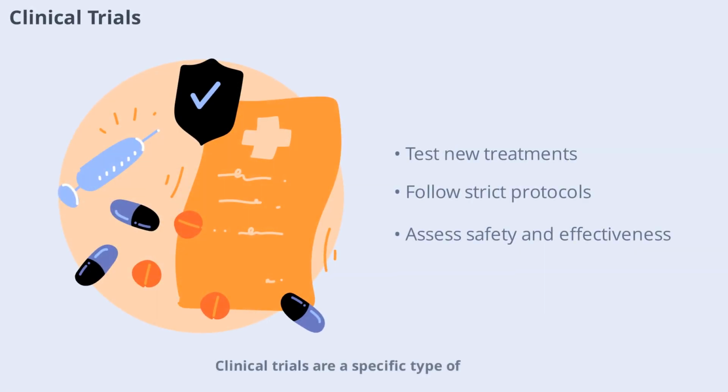Clinical trials are a specific type of experimental study focused on testing new treatments, drugs, or medical devices in humans. These trials are conducted in phases, starting with small groups to assess safety, then expanding to larger populations to evaluate effectiveness. Clinical trials follow strict protocols and ethical guidelines to protect participants. They provide the evidence needed for regulatory approval and widespread adoption of new therapy. Without clinical trials, medical advancements would not reach patients safely and efficiently.